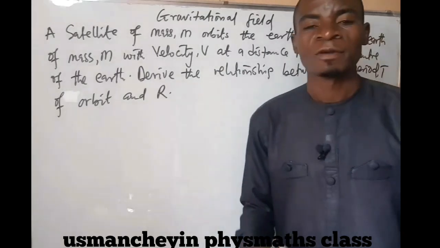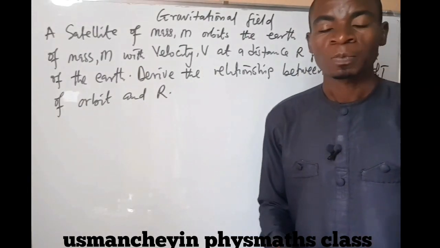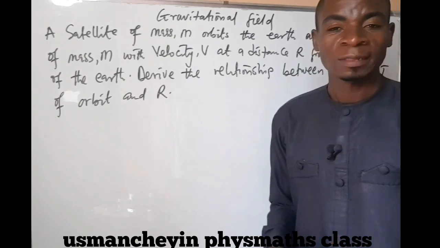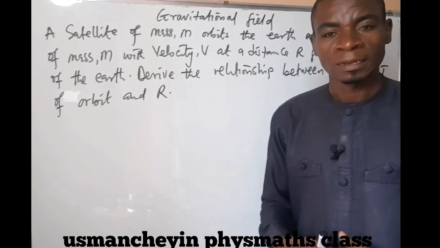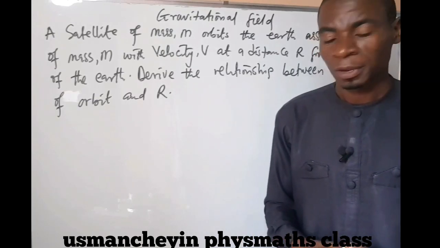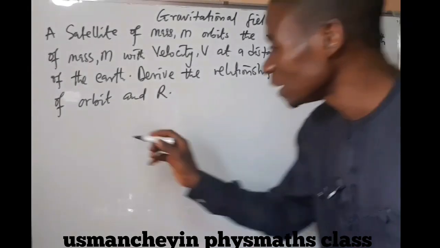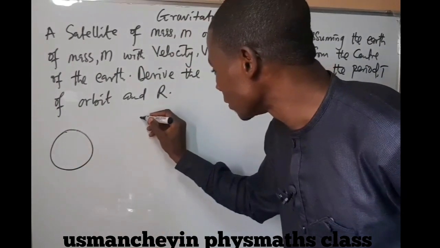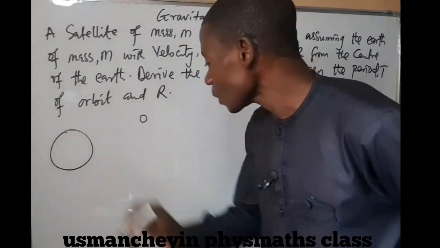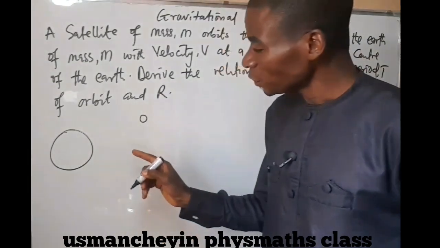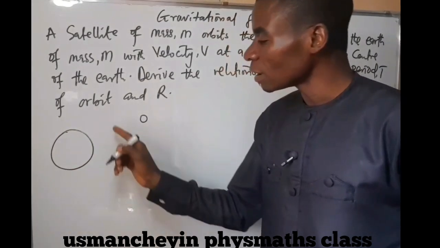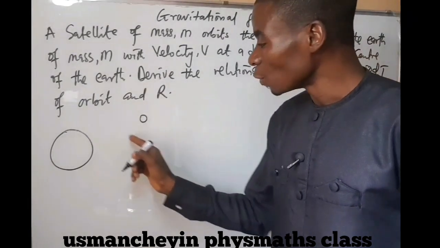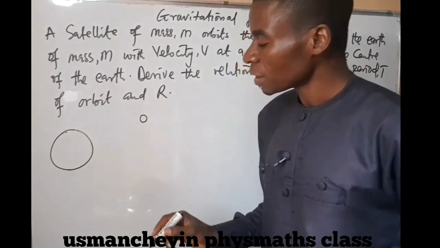So we want to derive a relationship between the period T and the distance between the mass of the Earth and the satellite. That is what we really want to derive here. Okay, so to do that, the first thing, let's consider this should be the Earth, and then this is the satellite that is orbiting around the Earth. So we assume that if this is the direction the Earth is moving, then of course the satellite is also moving in the same direction with the Earth.